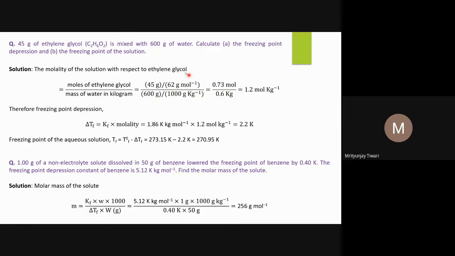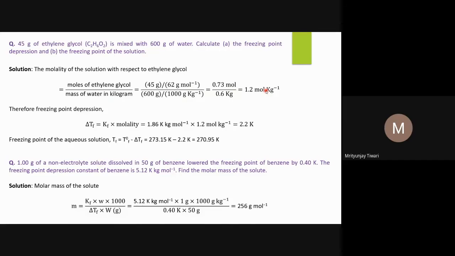This per mole will go above, it will become mole, and this gram will get cancelled out, and this gram and this gram will be cancelled out. The kilogram will be left. So this kilogram will be here in the denominator. So 0.73 divided by 0.6 is 1.2 mole per kilogram. This is the molality.